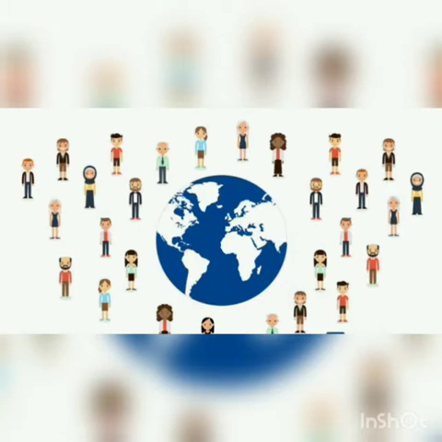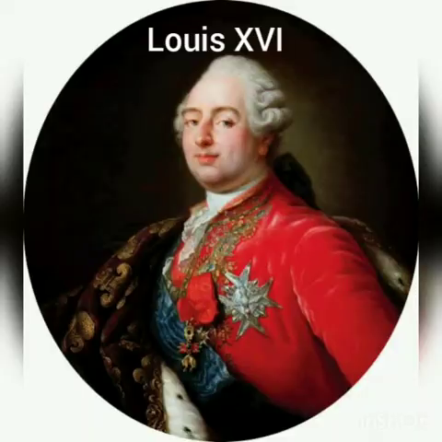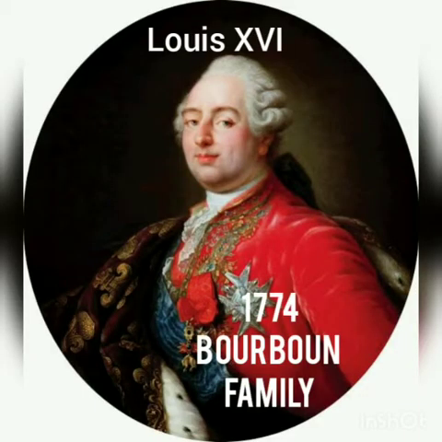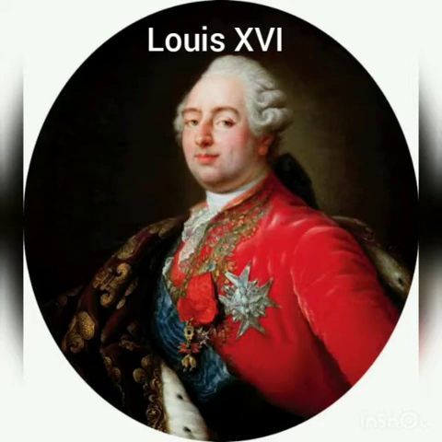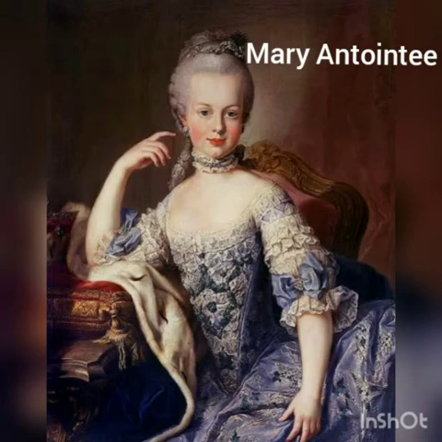In 1774, Louis XVI became the King of France. He belonged to the Bourbon dynasty. Upon his accession, he found an empty treasury. He married Austrian Princess Marie Antoinette.